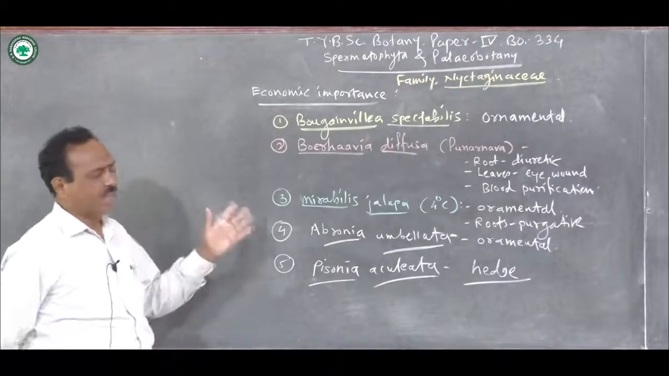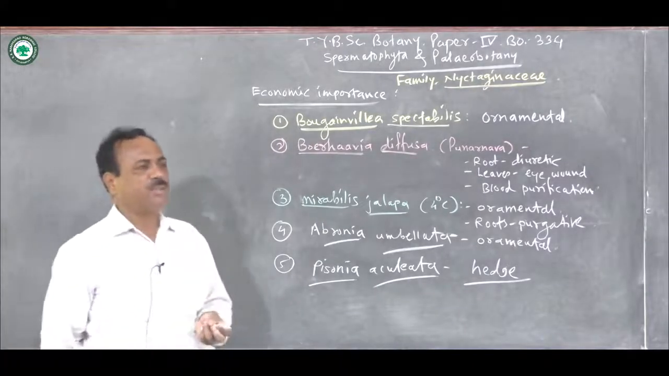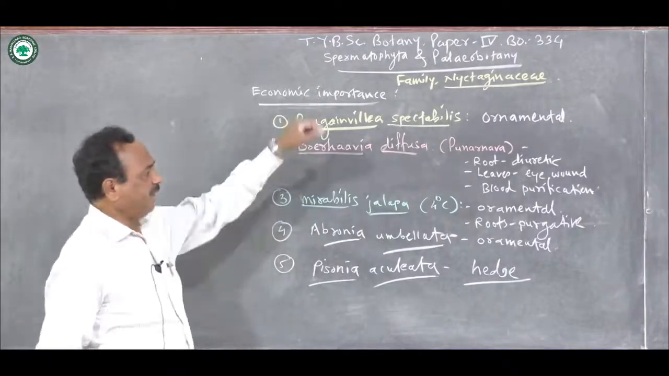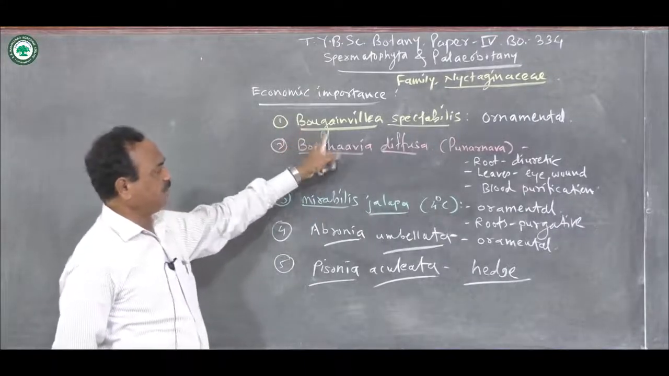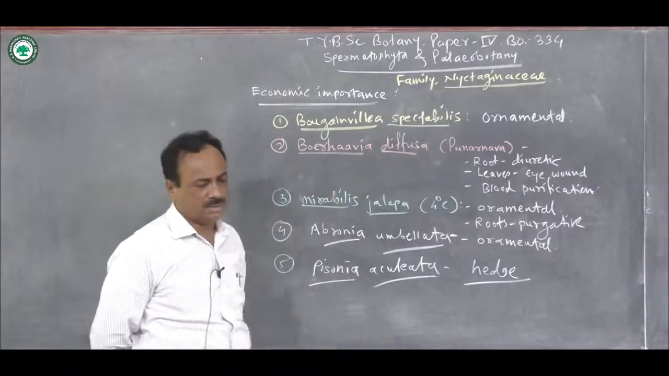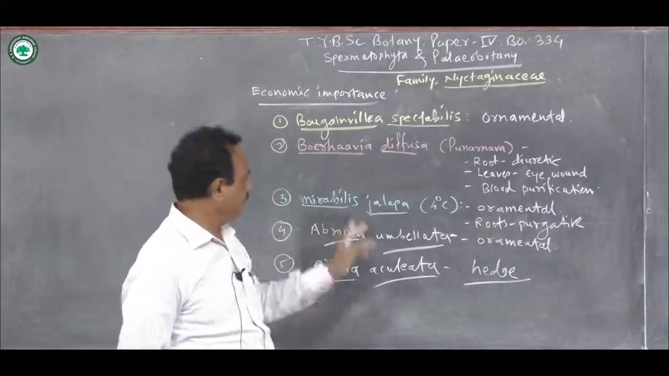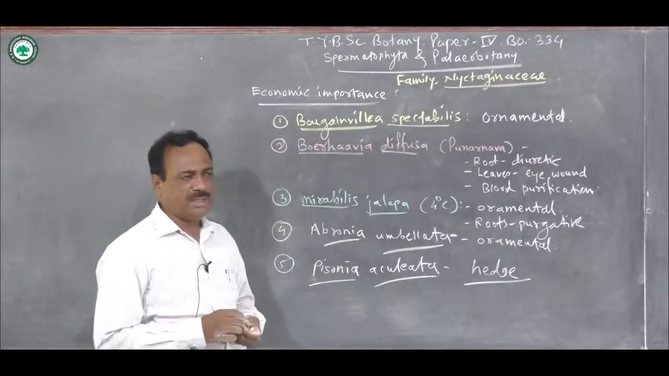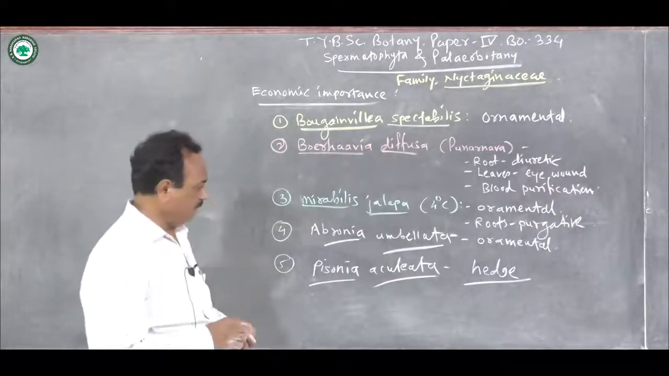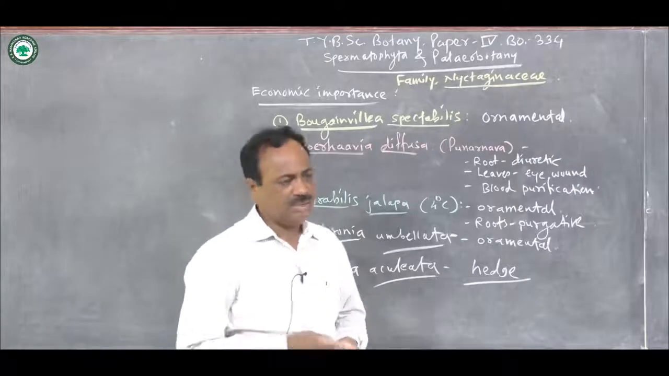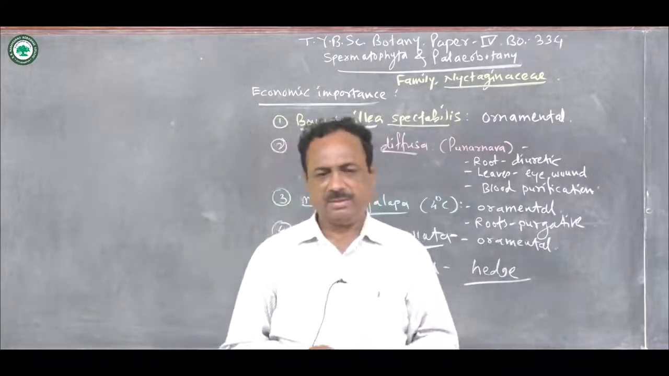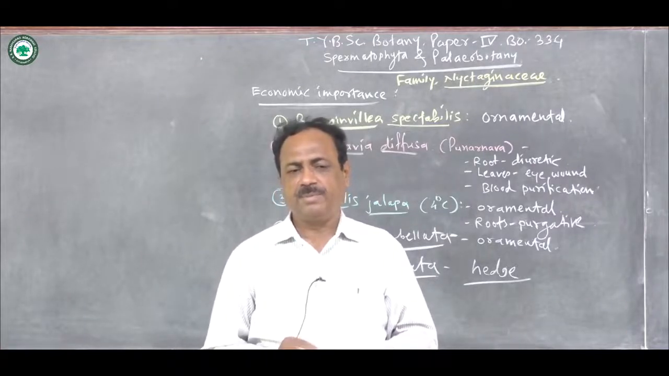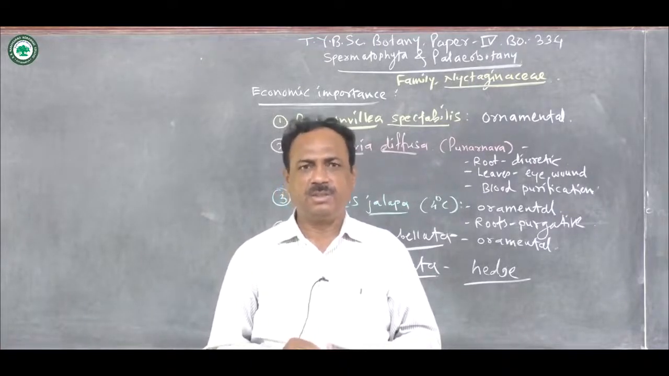So these are some economically important plants of the family Nyctaginaceae. First is Bougainvillea spectabilis, then Boerhavia diffusa, Mirabilis jalapa, the third one Abronia umbellata, and next Pisonia aculeata, commonly planted as a hedge plant. So this is about the family Nyctaginaceae. Here I am going to conclude.